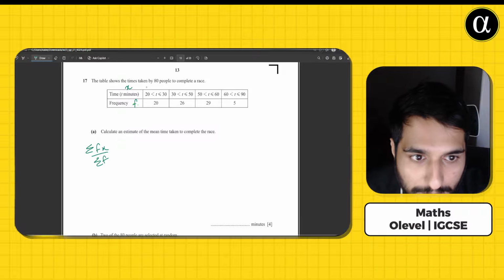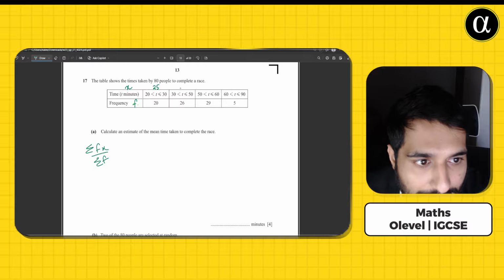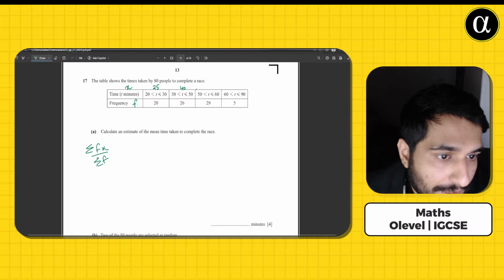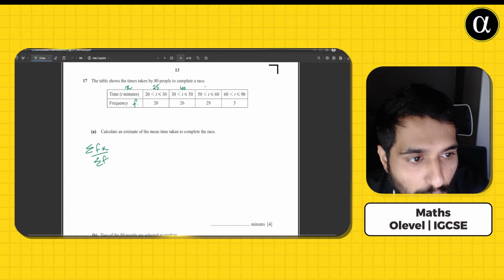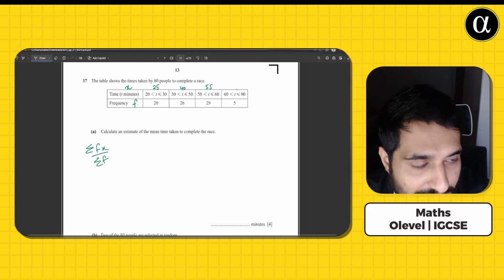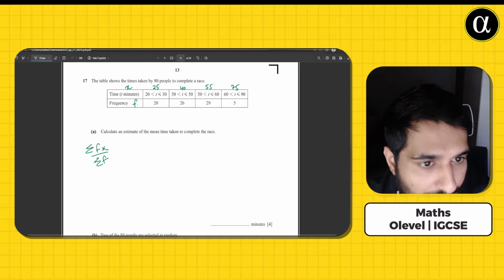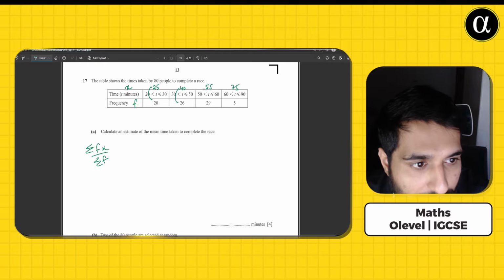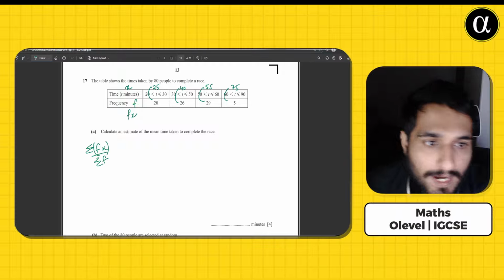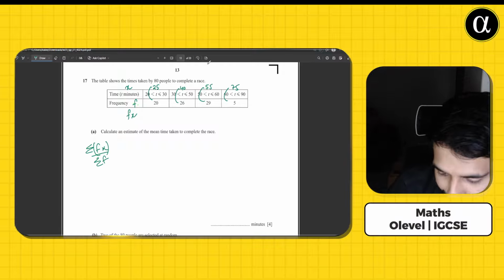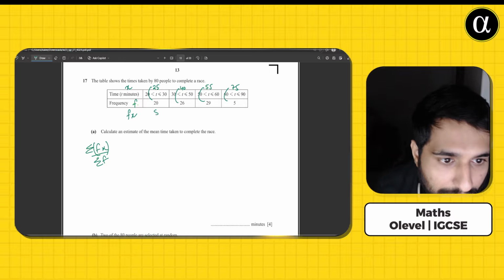Now x is going to be the midpoint of this continuous range, so this has to be 25, this has to be 40. 30 plus 50 is 80 over 2, that is 40. 50 plus 60 is 110 over 2, that should be 55. And this should be 60 plus 90, that is 150 over 2, that is 75. I will be multiplying these numbers together, and the answer would be equivalent to fx, because we need to add all the fx's together. And this would be 25 into 20, that's 500.